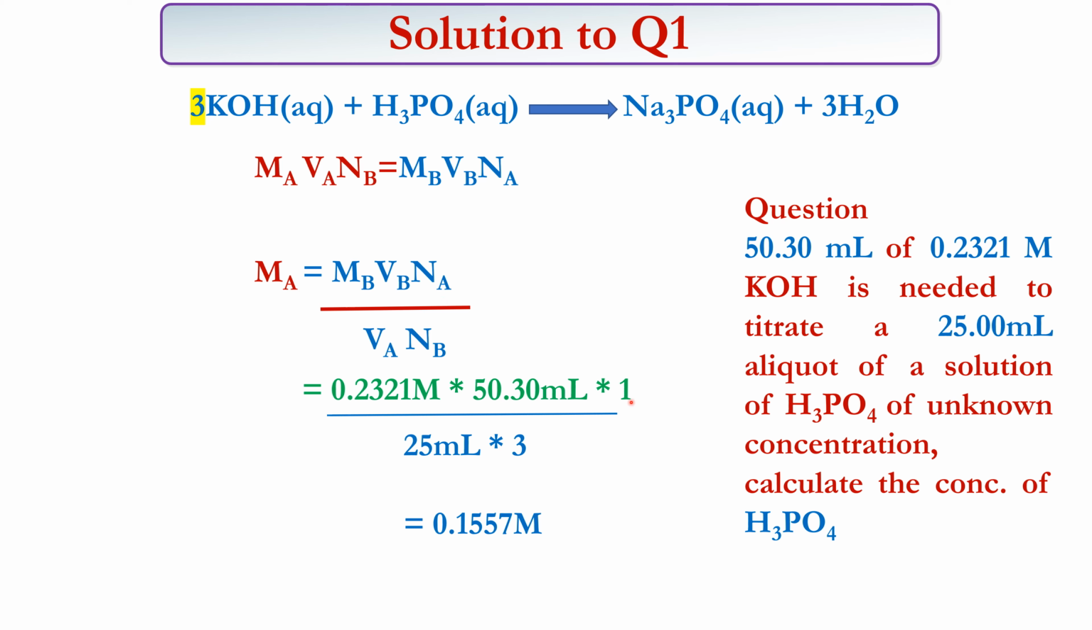We put it here, divided by volume of acid. Volume of acid is given as 25 ml. We put it here, multiplied by number of moles of base, which we get from the balanced chemical equation, which is 3. We put it here. So if we solve this, we will get that the molarity of the acid is 0.1557 moles.